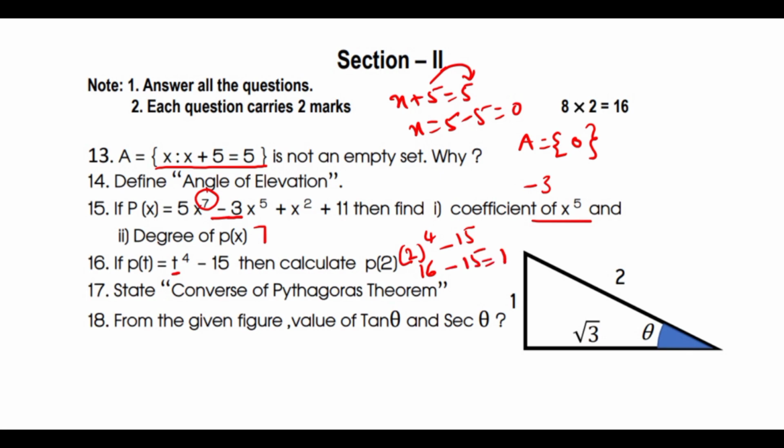Next, converse of Pythagoras theorem. So you know what the statement is. Only the statement is enough. If they say state, only the statement is enough. No need to write the proof.